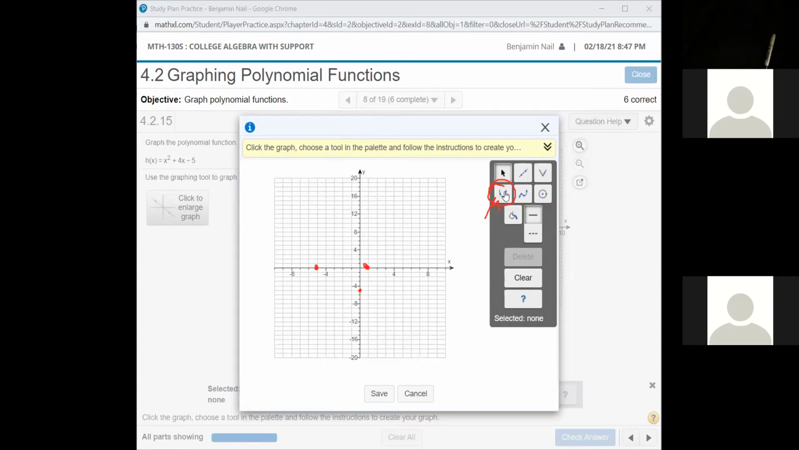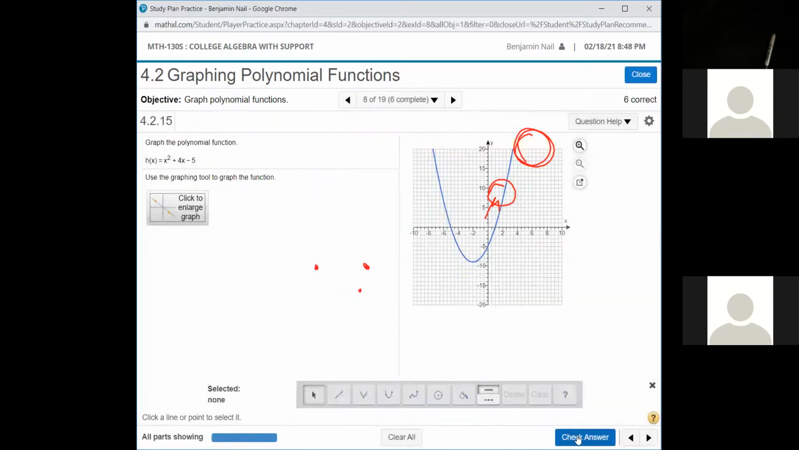If I click on the parabola, it's going to ask me to plug in the point. Again, if you look in this area, that tells you specifically which coordinate I've highlighted. So if I want to plot the point -5, 0, I'm going to go there and draw one of my dots, at +1, 0, and then at 0, -5. Then it graphs the yellow line, which is what I want. Save, check my answer.